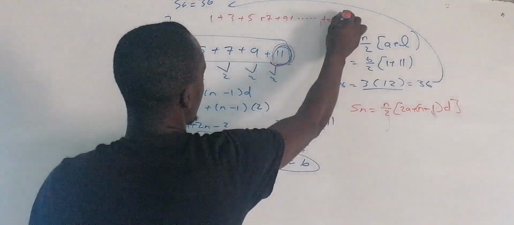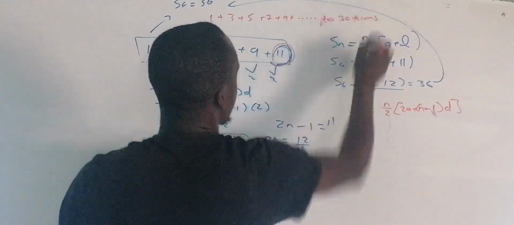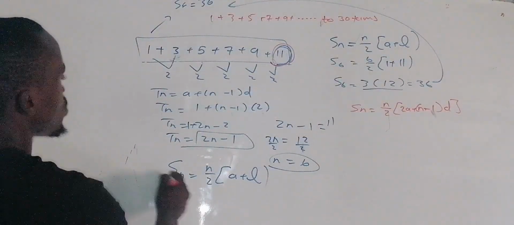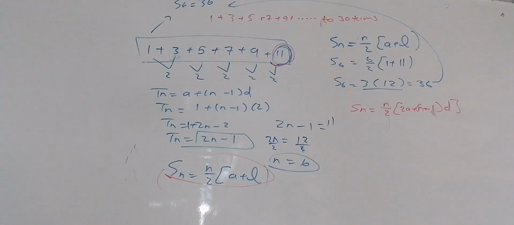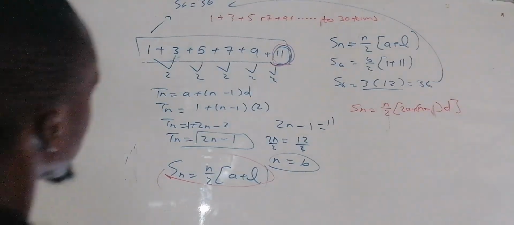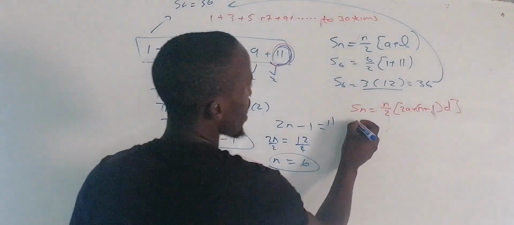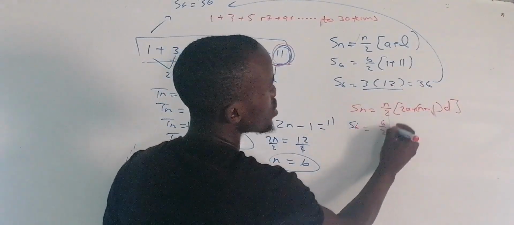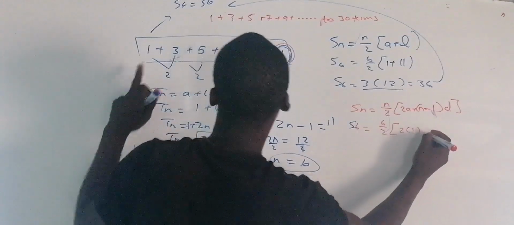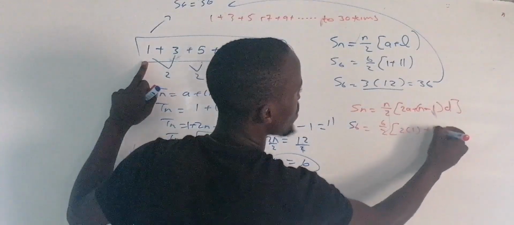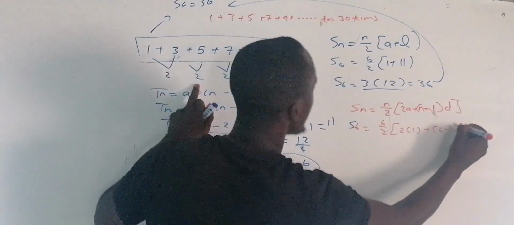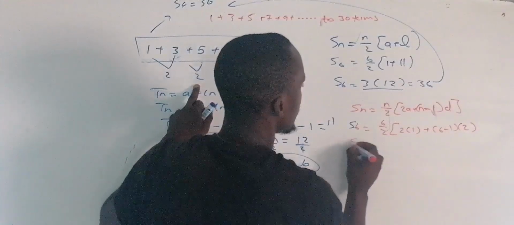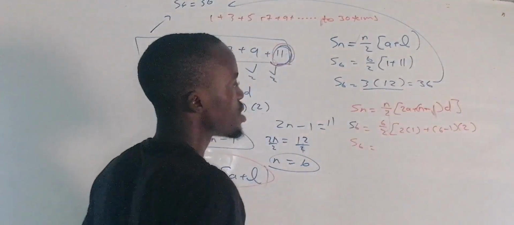Okay, to 80 terms. We don't know the last term here. We are not going to use that one because we do not know the last term. Okay, so here it will be S6 equals 6 over 2, 2, 1. Remember the A is 1 plus N, which is 6 minus 1. Then the D becomes 2.